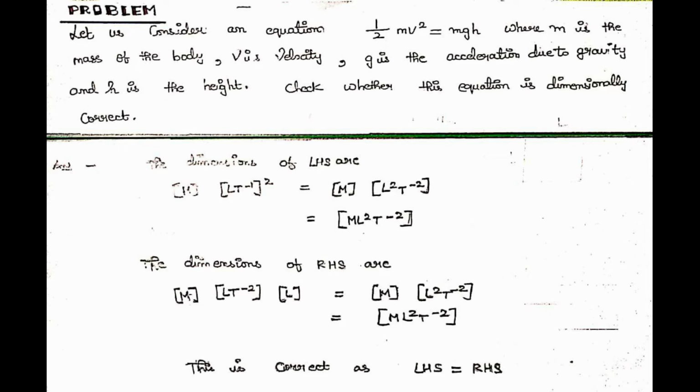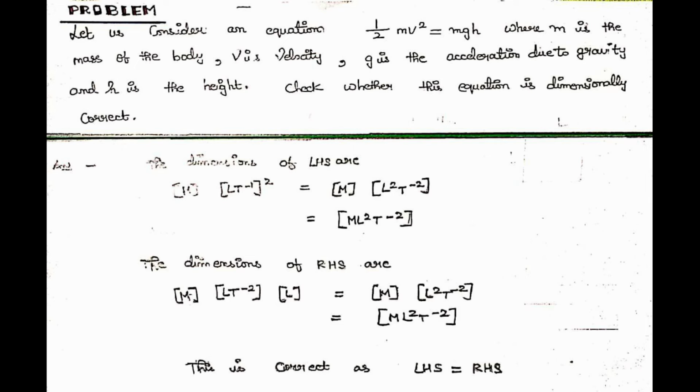Let us do the solution. First, we will take the LHS part of the equation given above. Let us not consider the half. Let's take mv square alone. From there we get m as the mass, and velocity's dimension is L t power minus 1, and if we put the square bracket on the whole, we get the dimension of the LHS as m L square t minus 2.